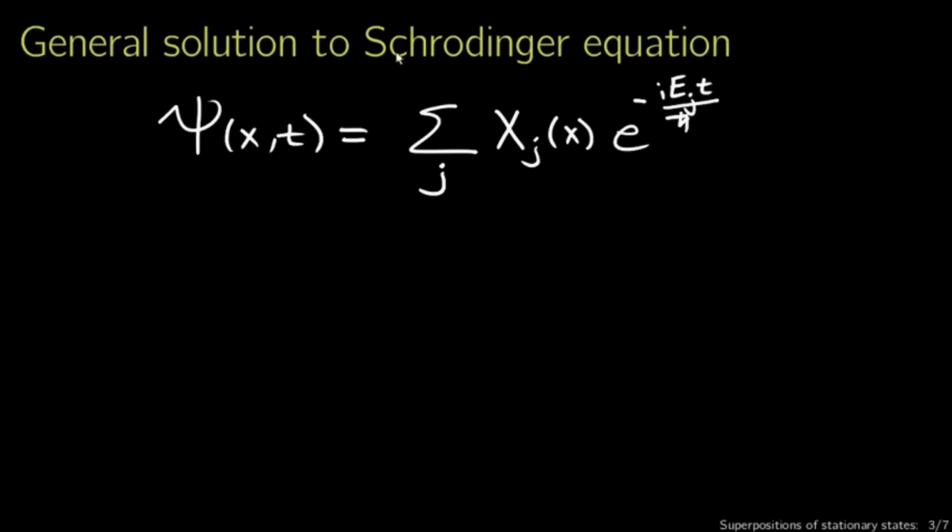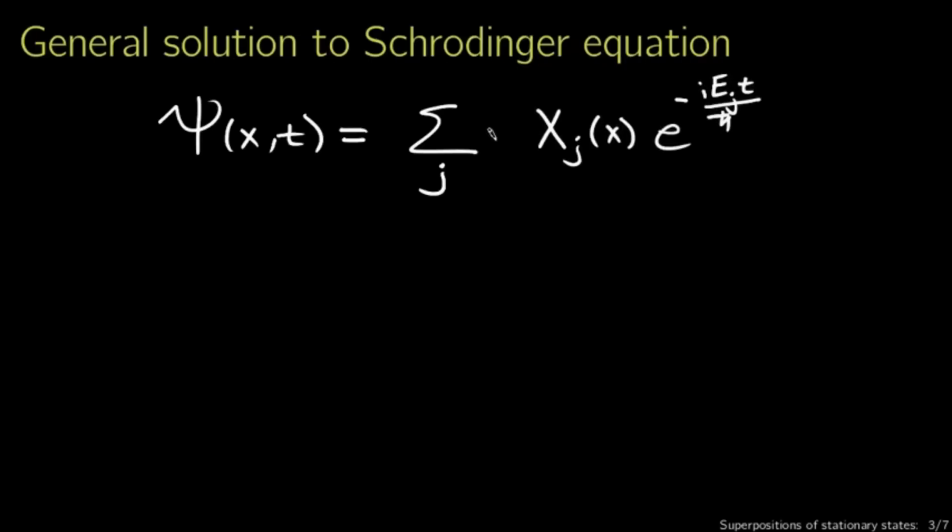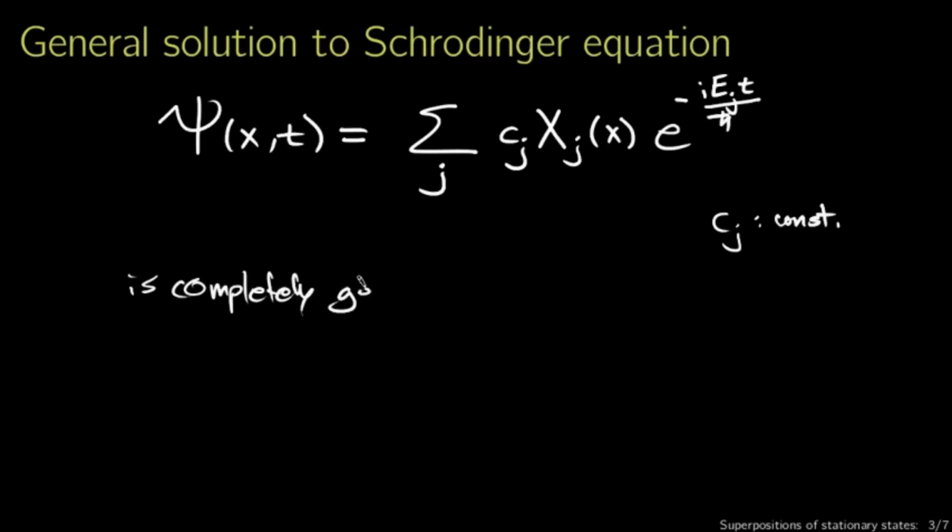Oh, I've left something out, and what I've left out is quite important here. We need some constant, c sub j, that tells us how much of each of these stationary states to add in. So this is going to be a solution to the Schrödinger equation since it's constructed from solutions to the Schrödinger equation. And this is completely general.